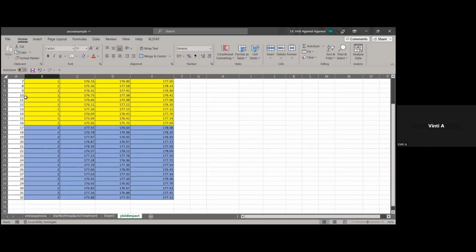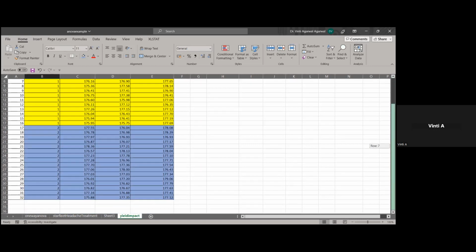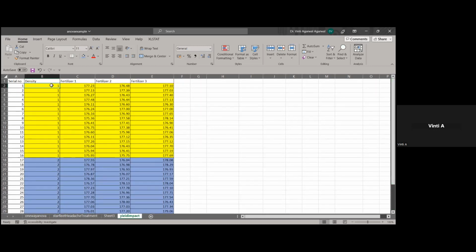Total of 32 observations, 32 into 3, total of 96 observations. Now, density 1, you had 3 levels of fertilizer. Density 2, you had 3 levels of fertilizers. Fertilizer 1, fertilizer 2, and fertilizer 3.